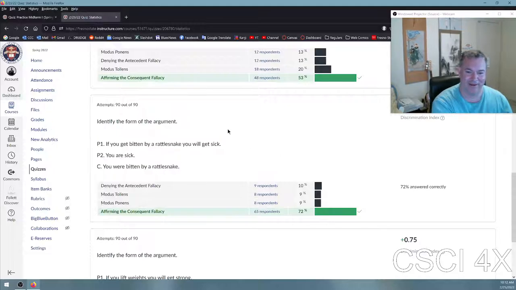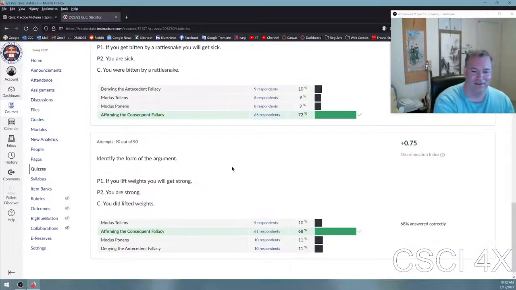If you get bitten by a rattlesnake, you'll get sick. X implies Y. Y. X. This is the invalid form. You have to learn how to recognize these different forms of argumentation, and not just guess, and not just be like, well, there's four questions, and there's four possibilities, so there's one of each. It's a critical thinking class. I will mess with you sometimes.